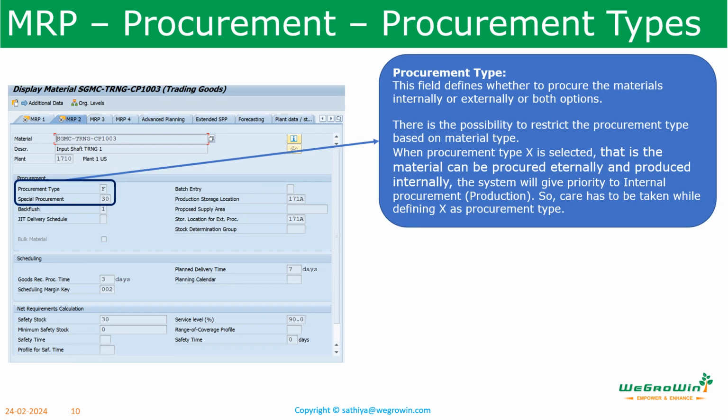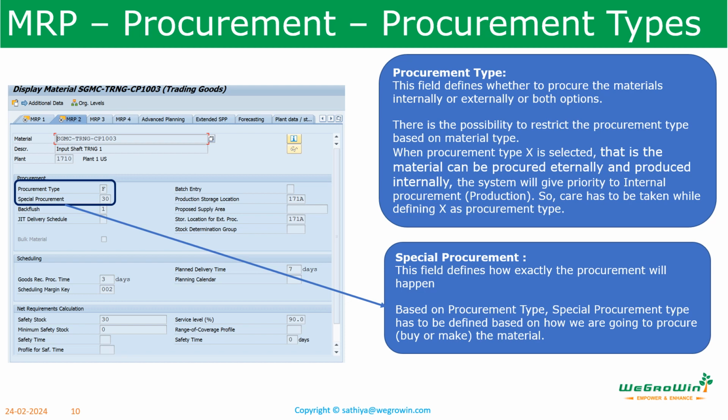The procurement type field defines whether to procure the materials internally or externally, or we can choose both. There is a possibility to restrict the procurement type based on the material type. When you fill this field with X, the material can be procured internally and also externally, and the system will consider the internal production on priority. So care must be taken while defining X as the procurement type.